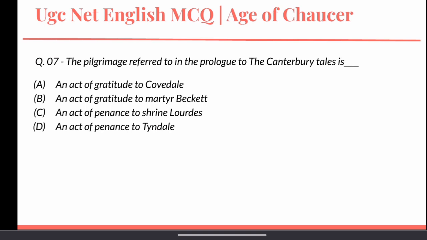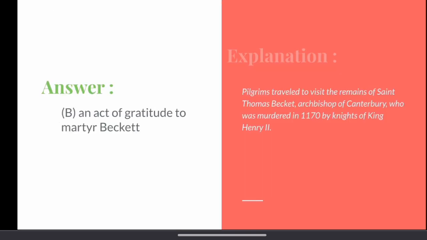The pilgrimage referred to in the prologue to the Canterbury Tales is: option A, an act of gratitude to Coverdale. Option B, an act of gratitude to Marchior Becket. Option C, an act of penance to Shrine Lourdes. And option D, an act of penance to Tyndall. Again, an easy question. The right answer for this question is an act of gratitude to Marchior Becket.